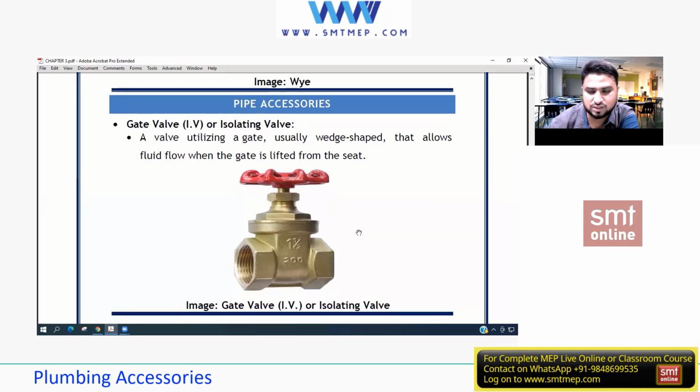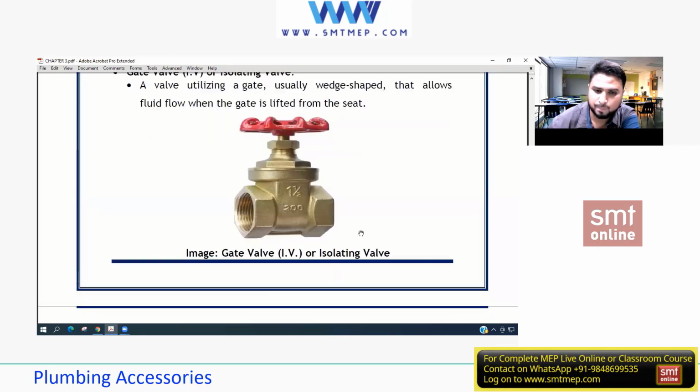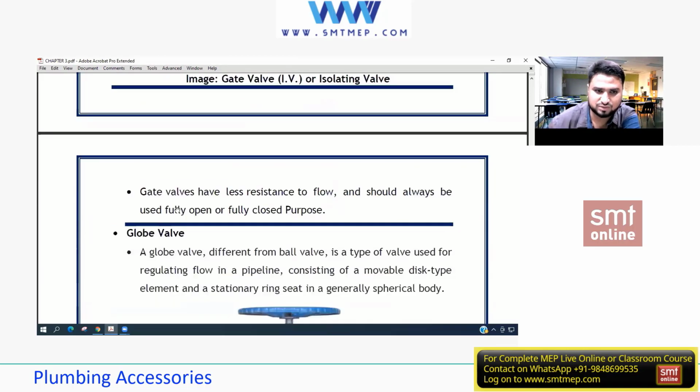Both are IVs only, isolating valves. So this was about the gate valve. The gate valve has resistance to the flow and should always be fully open or fully closed.